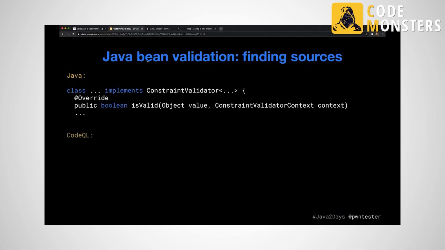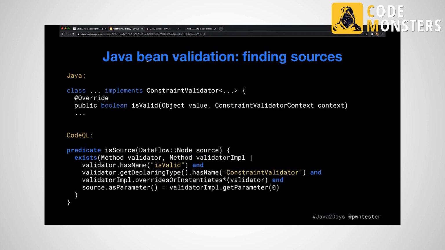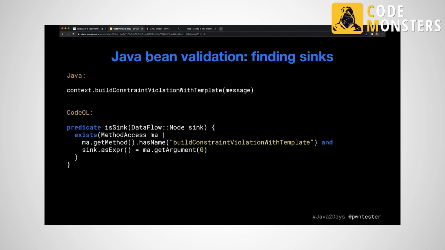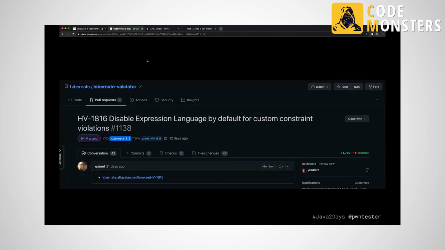You can see here more or less what we defined in the terminal. We wanted to model the source, that was the isValid method from the constraint validator interface. And this is the more accurate predicate. It's not just checking the isValid method as I did, but it's also checking that it is declared in an interface called constraint validator, and that there is a different method in a validator impl which overrides or instantiates this method. Same thing for the sink. We are basically just checking that the first argument to build constraint violation with template is the sink of our data flow analysis.